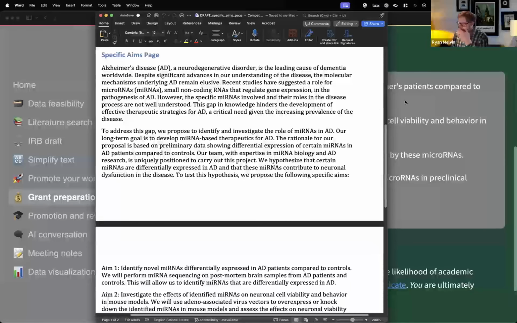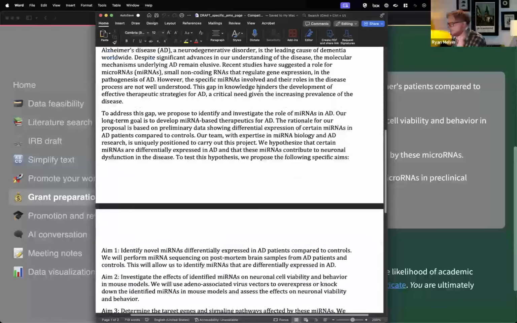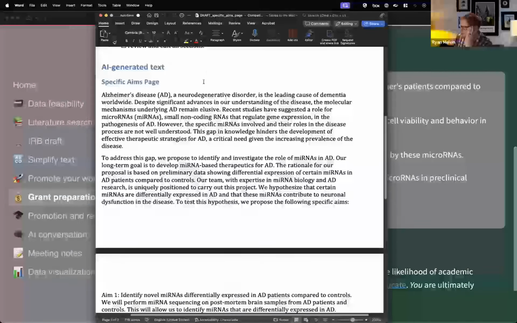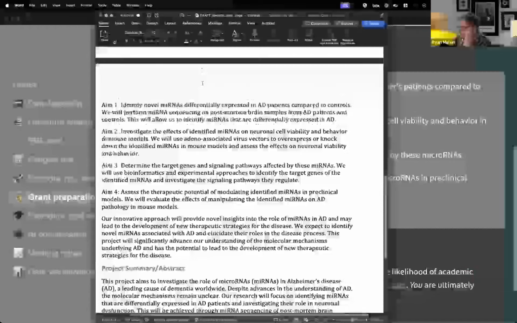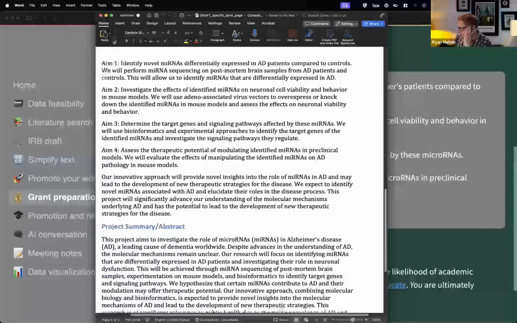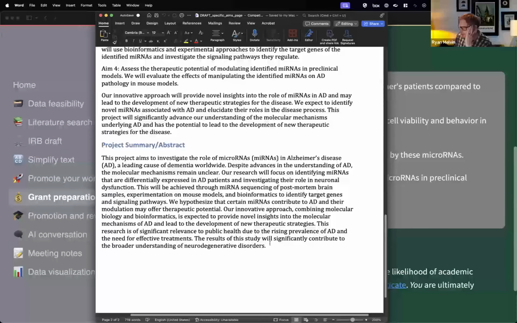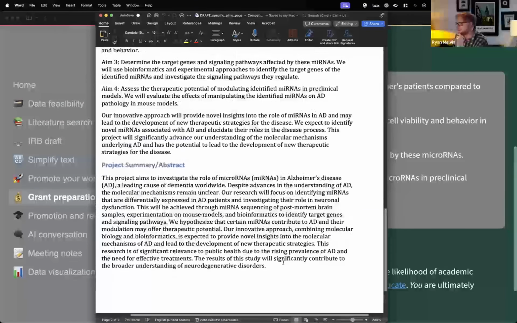But here my aims were about a made-up microRNA drug that can basically cure Alzheimer's. So this is entirely fake, but this was my made-up specific aims. And you can see it wrote the specific aims page. It tried to write the project summary, although for those of you who have written project summaries, this is too short, so you would have to lengthen this up a bit.